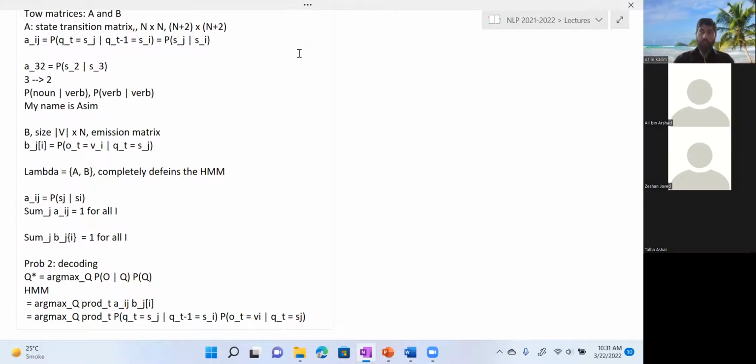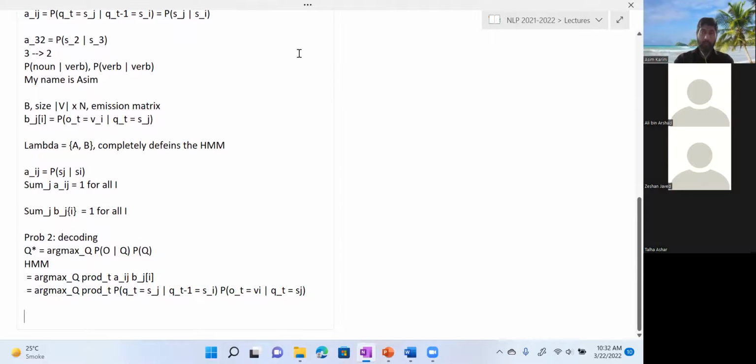Okay? So you notice that this product is over all t. So you might have a sequence of words that is of length 1, 2, or even up to 100. So it could be any length. And what does the argmax say? We want to find, let's just take an example. Let's say I live in Lahore. So of course, in this case, t is equal to 4. I live in Lahore. The sequence length is 4.